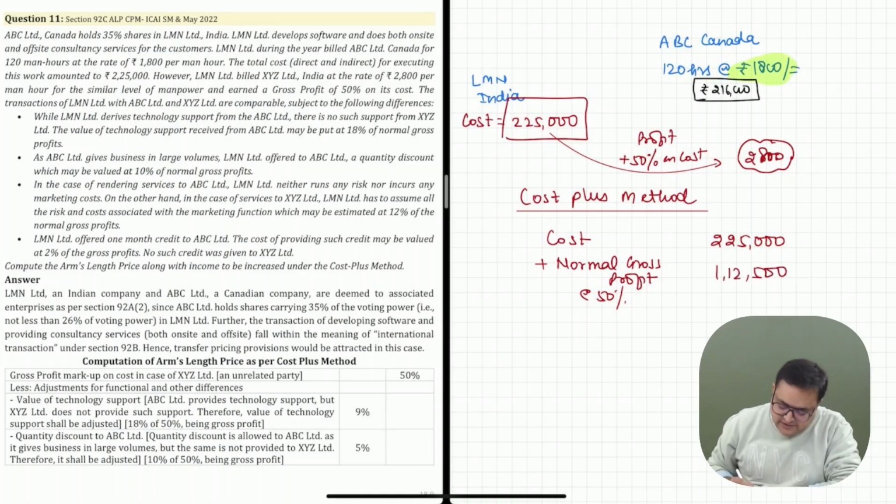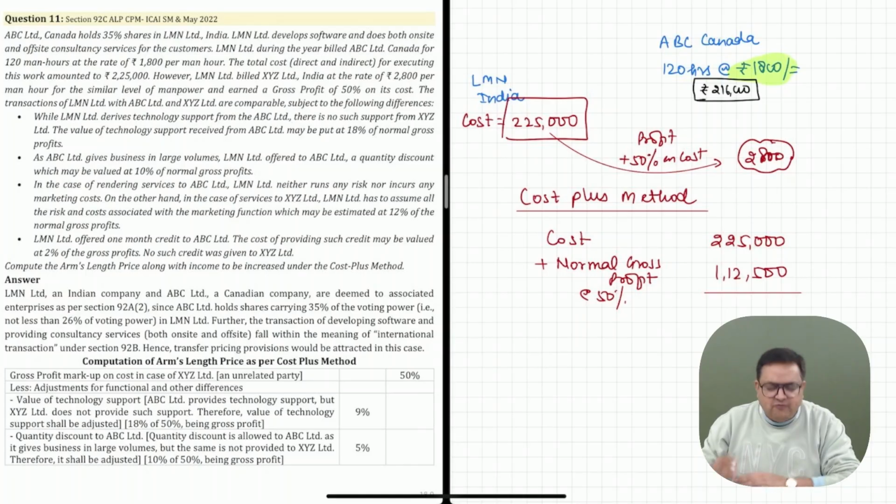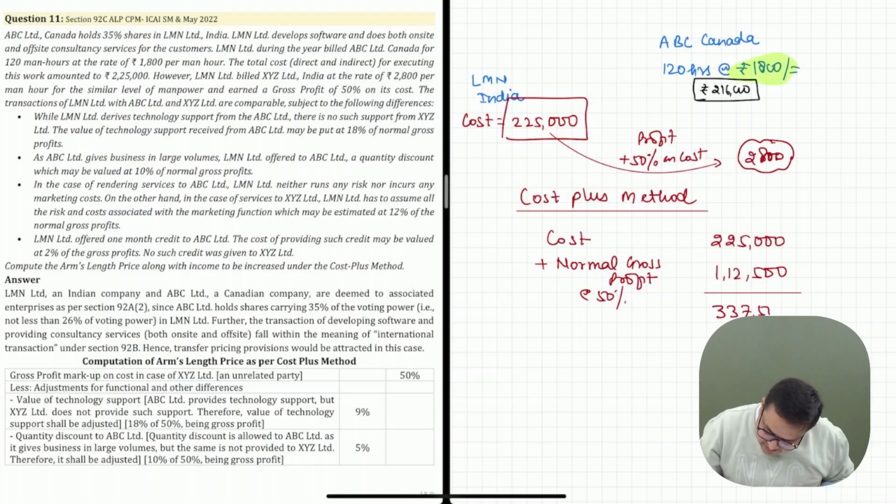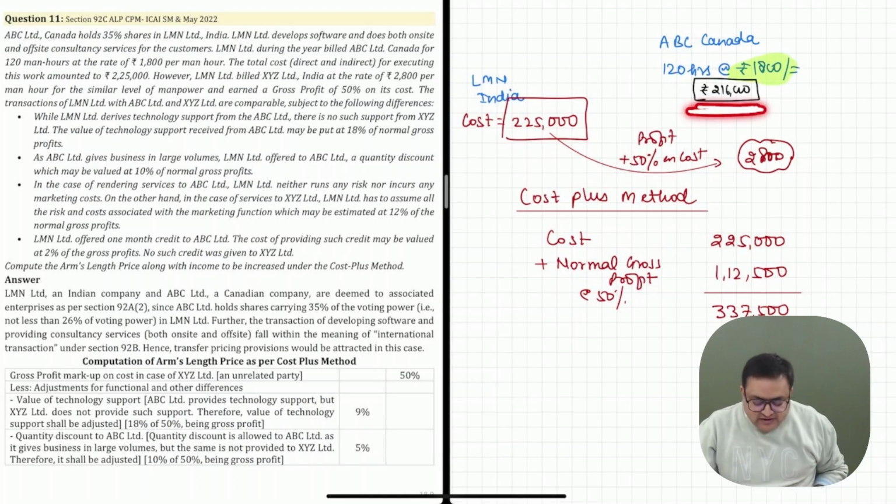1,12,500. Correct? So please tell me, let's say, for example, there would have been no functional differences. So actually, I would have charged 3,37,500 from them. Correct? And how much have I charged? Just 2,16,000. So no. We will not accept this.